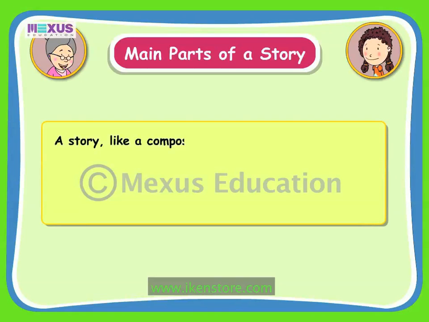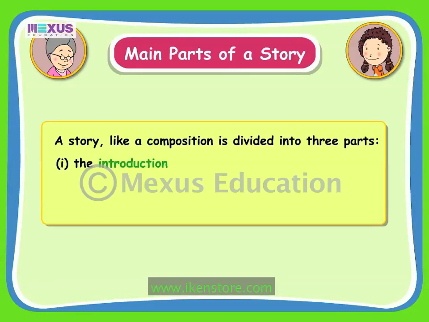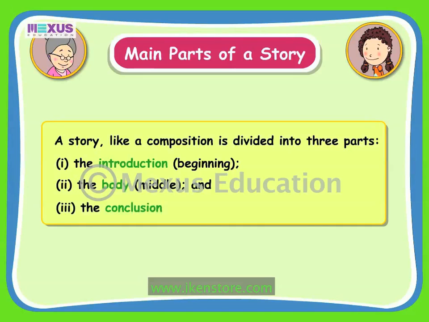A story is divided into 3 parts. The introduction, that is the beginning, the body, that is the middle, and the conclusion, which is the end of your story. All 3 parts need to be carefully written, including relevant details, so that you have a well-rounded story.